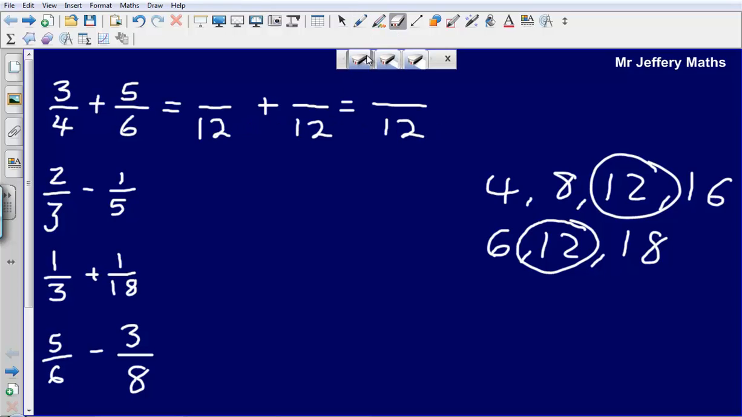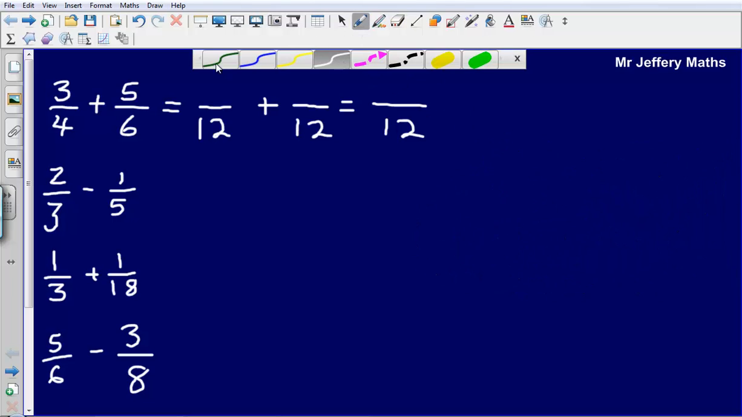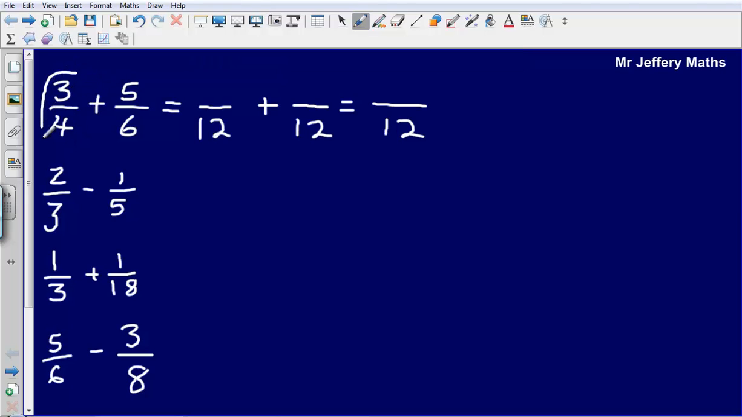Now to figure out what number will go on the top of our fractions, we need to figure out what has happened to this fraction here. So what has happened to 3/4 for it to become a fraction with 12 on the bottom? What has 4 been multiplied by to reach 12? Well, 4 has been multiplied by 3 to reach 12. So that means that this number on the top also has to be multiplied by 3. So 3 times 3 gives us 9.